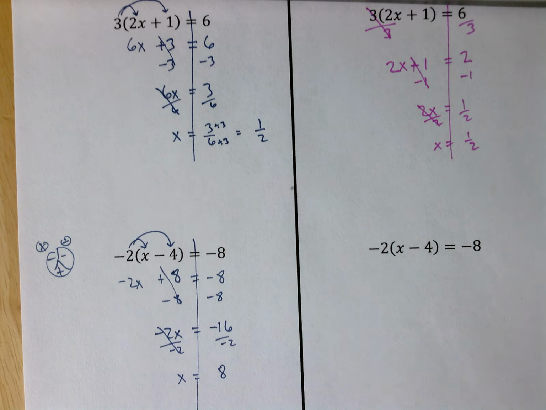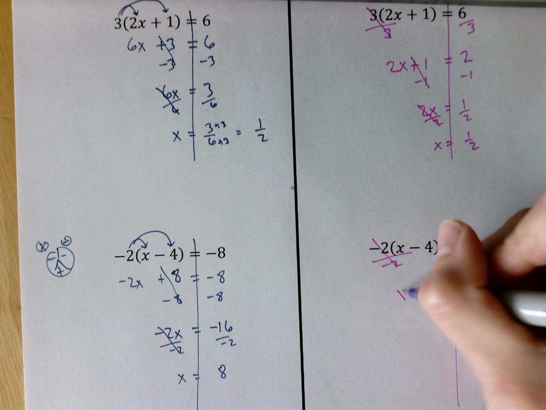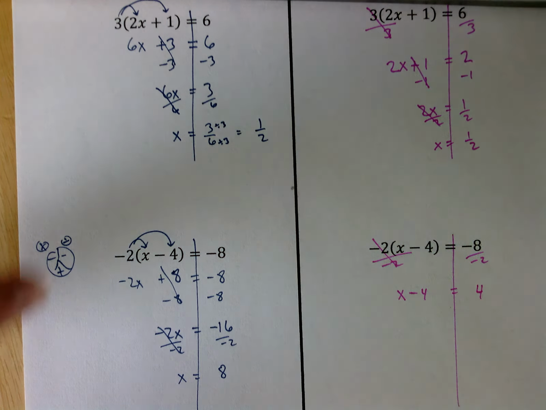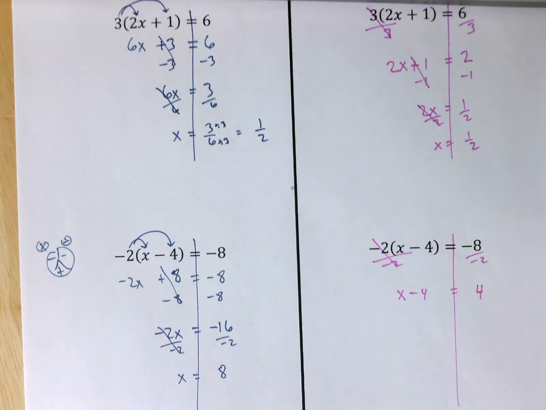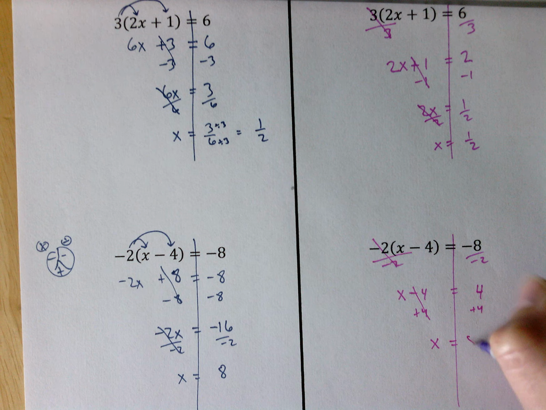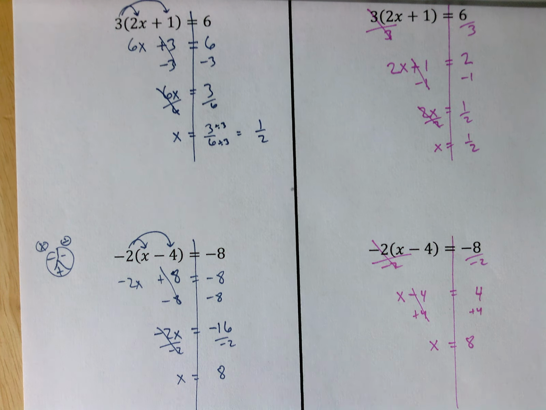Great. All right. Now, if I went the other way and I did this with reverse order of operations, then my first step would be to divide by the negative 2 in front. So I'm going to divide both sides by the negative 2. That's going to leave me with just x minus 4 over here. And over here, negative 8 divided by negative 2. 8 divided by 2 is 4. And a negative divided by a negative is a positive. So positive 4. And then to solve this, I just have to add 4 to both sides. So I'm going to get x equals 8. Again, same answer that we got on the last one. It's just a different method.